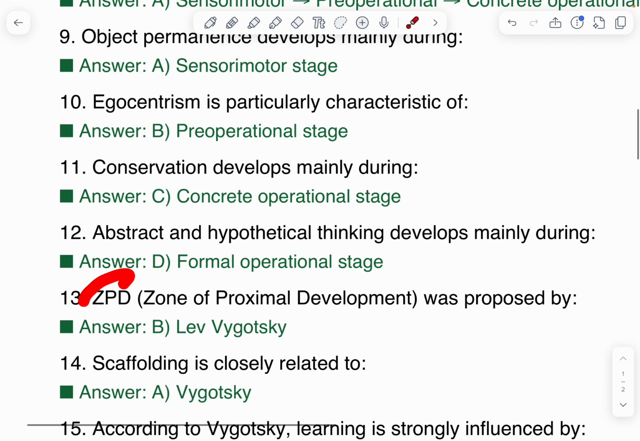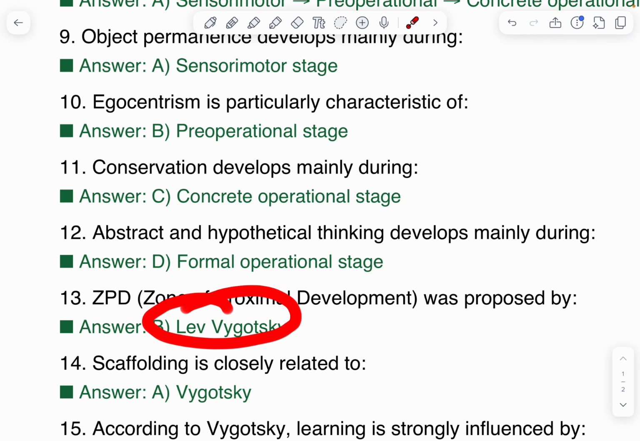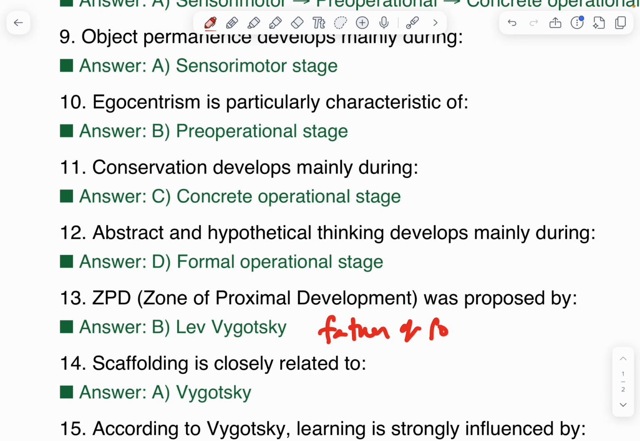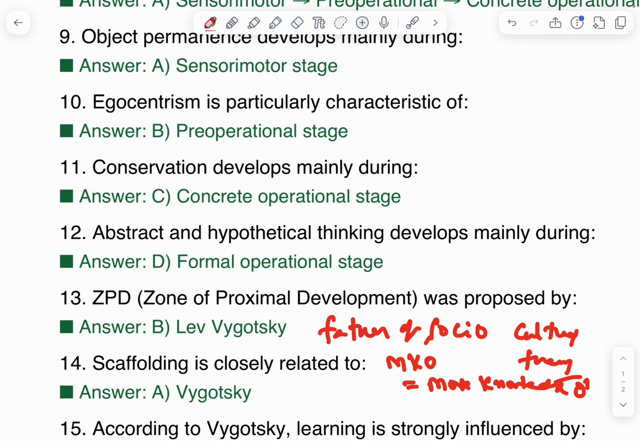ZPD, zone of proximal development, was proposed by Vygotsky. Vygotsky is the father of socio-cultural theory. ZPD and MKO were also proposed by him. MKO is the more knowledgeable other. In socio-cultural theory, another point is scaffolding.